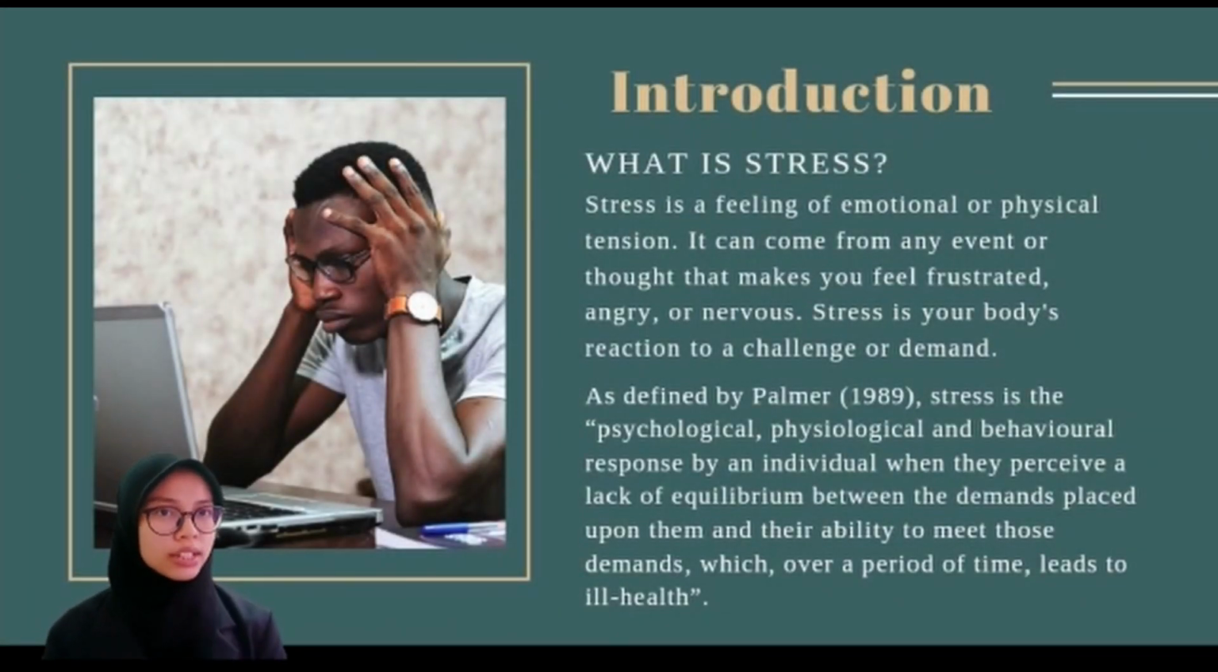So, what is stress all about? Stress is an emotional or physical tension. You can feel stress when you're angry, nervous, or frustrated. In short, stress is your body's reaction to a challenge or demand. As defined by Palmer in 1989, stress is the psychological, physiological, or behavioral response by an individual when they perceive a lack of equilibrium between the demands placed upon them and their ability to meet those demands, which over a period of time has led to various health problems.